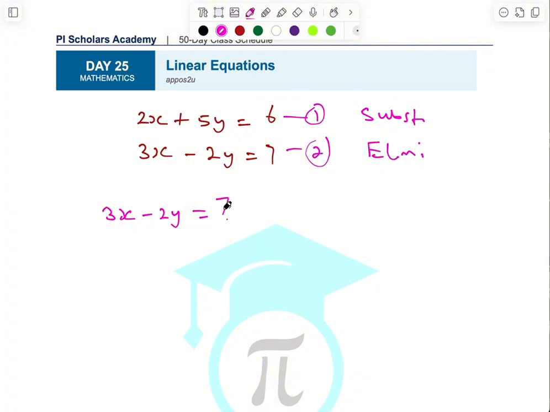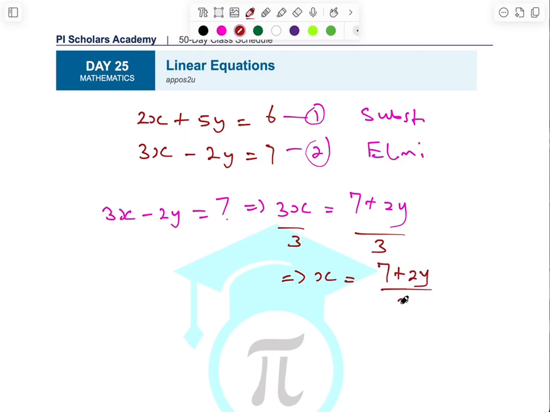The next thing I'm going to do, you should be taking notes and taking down all these steps I'm giving you one after the other. The next thing you want to do is make one of the unknowns the subject of the formula. If it is x, that implies that 3x is going to be 7 plus 2y. Negative 2y is going to the right hand side. And finally, to let x stand alone, I'll divide both sides by 3. So therefore, x equals (7 plus 2y) divided by 3.